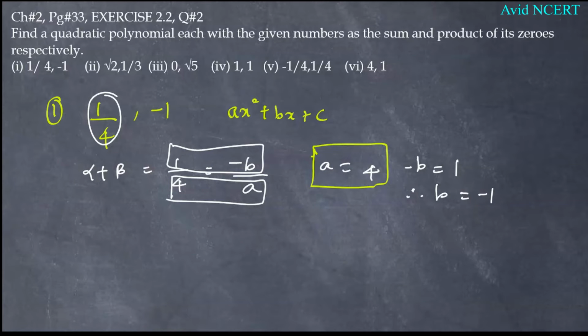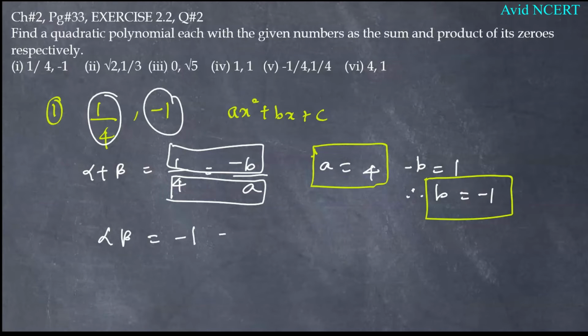Now we have to find the c value. So let's use the formula for the product of zeros. Alpha beta equals minus 1, which means alpha beta equals c by a. So we know that a is 4. So we need to get minus 1. In that case, we take c as minus 4, so by cancelling we can get minus 1. Therefore, c will be equal to minus 4.